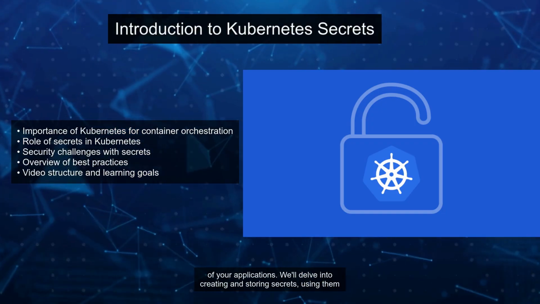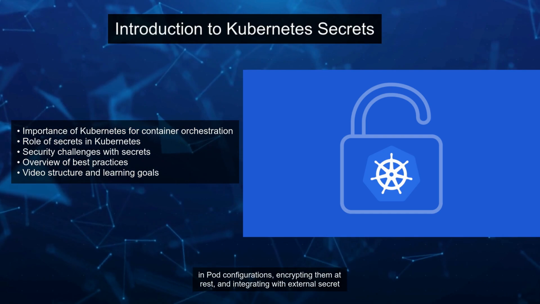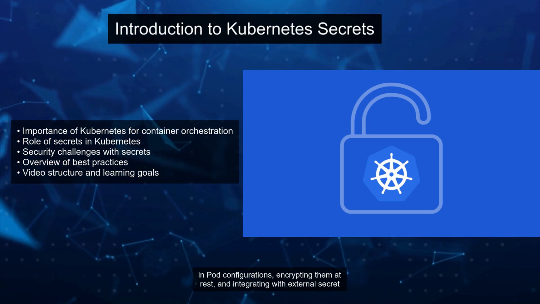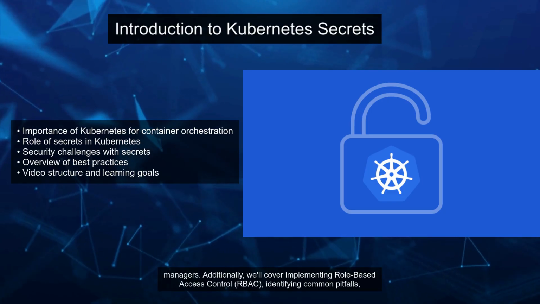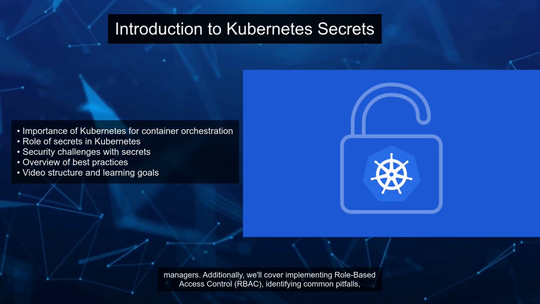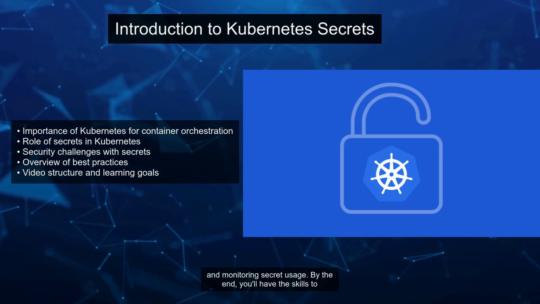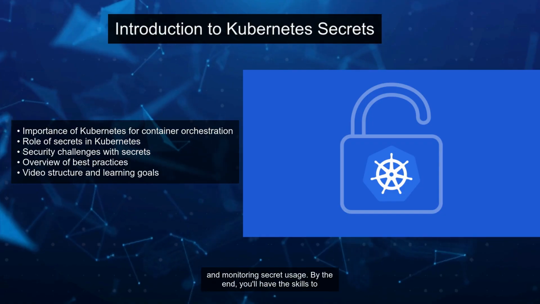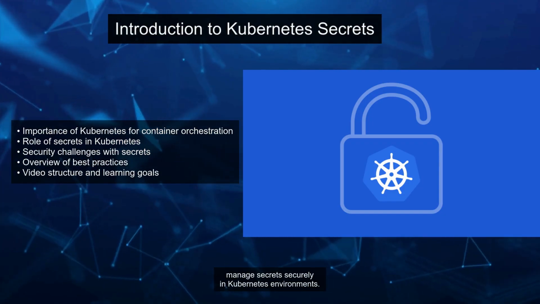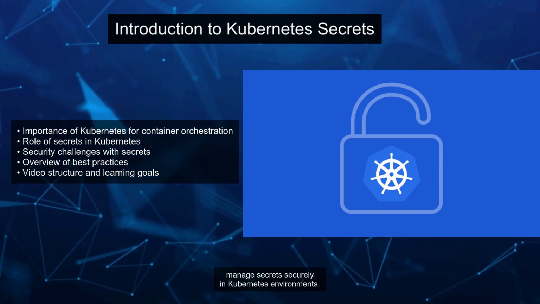We'll delve into creating and storing secrets, using them in pod configurations, encrypting them at rest, and integrating with external secret managers. Additionally, we'll cover implementing role-based access control, RBAC, identifying common pitfalls, and monitoring secret usage. By the end, you'll have the skills to manage secrets securely in Kubernetes environments.